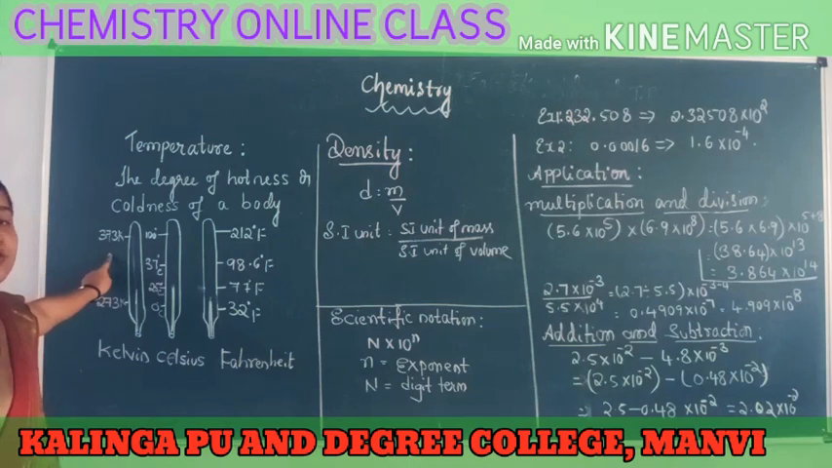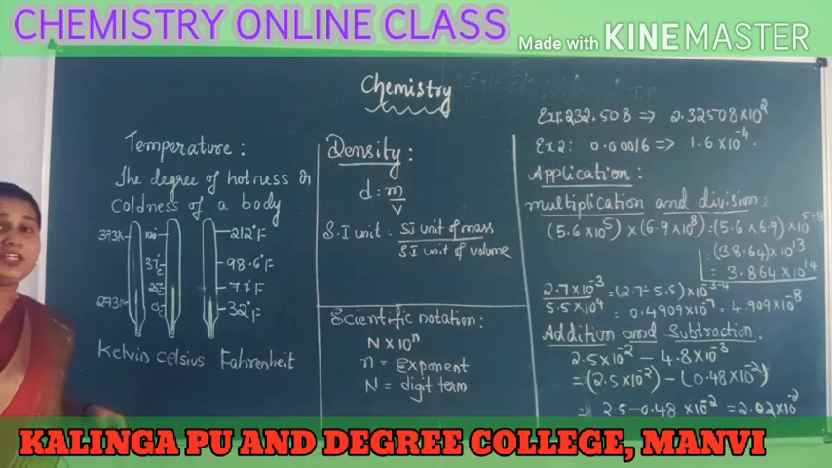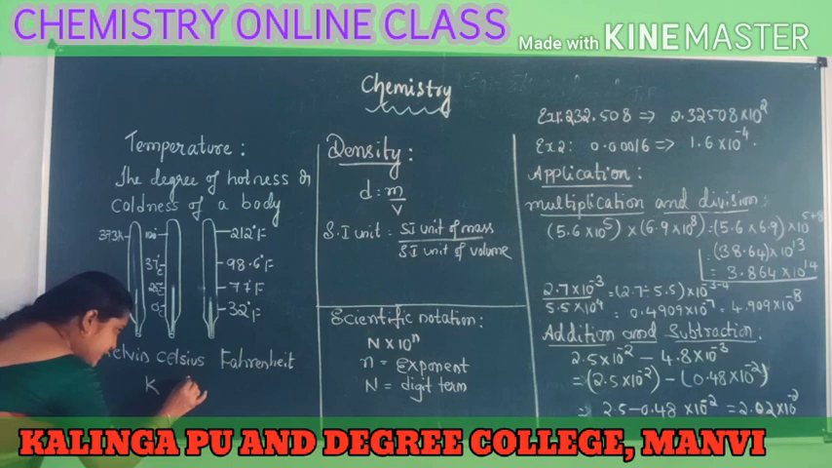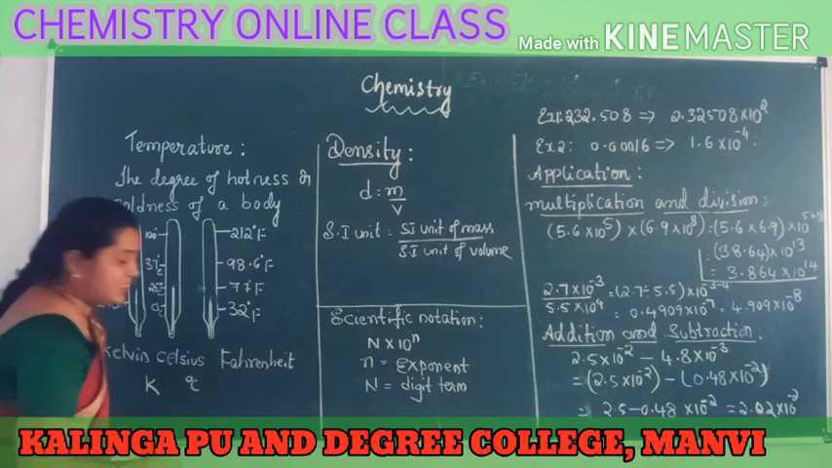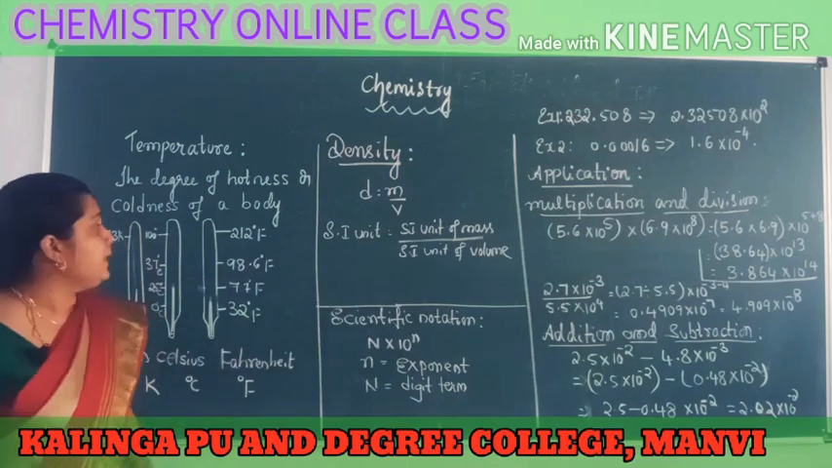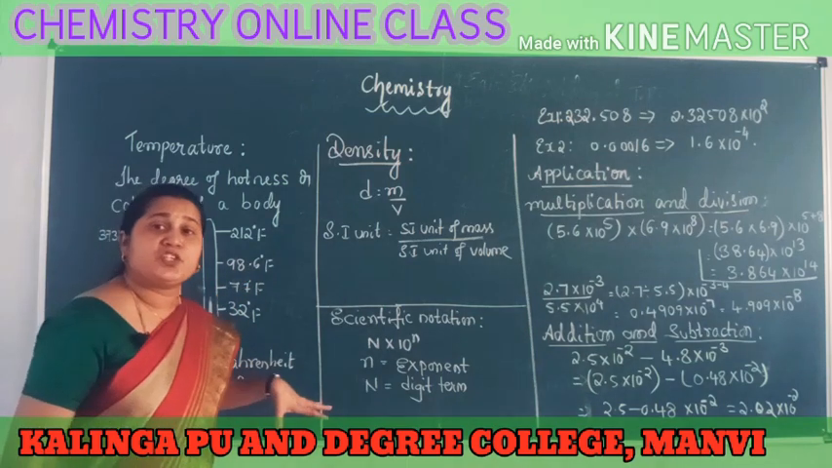So when we are measuring in Kelvin, we denote it with the letter K. When we are talking about Celsius, we say degree Celsius, and when we are talking about Fahrenheit, we say degree Fahrenheit. Like that, the scales of temperature are used to measure the temperature. For example, what is room temperature?